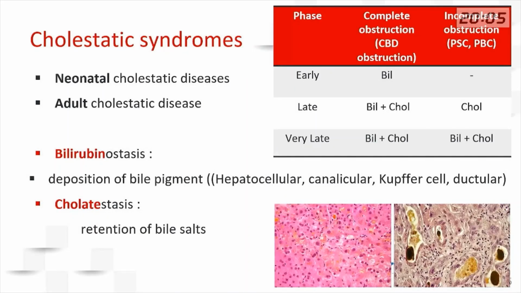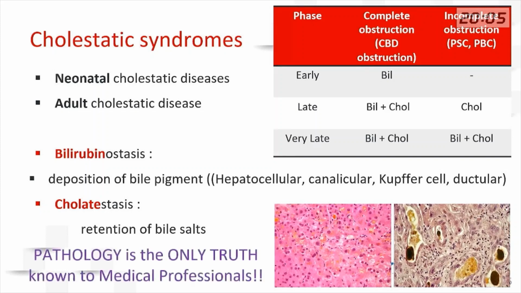Now, the topic of discussion, cholestatic syndrome, can be divided into neonatal and adult, but we know the only truth known to mankind is pathology. So based on that, we can classify them as bilirubin stasis or cholate stasis. Importance is that in complete and early obstruction is the only place where we would expect to find bilirubin stasis, as opposed to mixed bilirubin and cholate stasis, which can be seen across the spectrum of presentation.